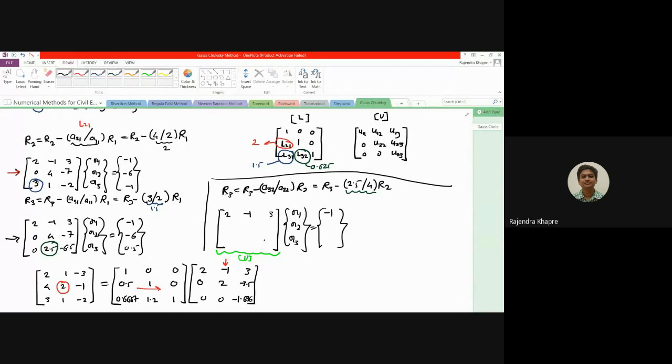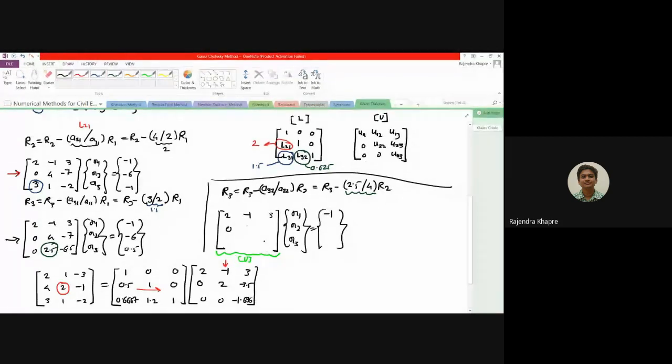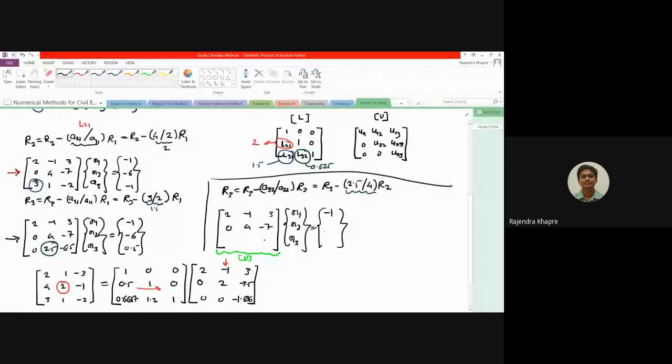So now the second row will remain the same. This will be 0, this will be 4, this will be minus 7, this will be minus 6. Just give me this value. This will be 0, this will be also 0. How much is this value?